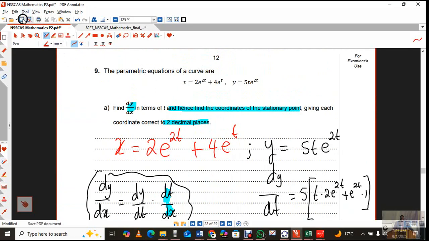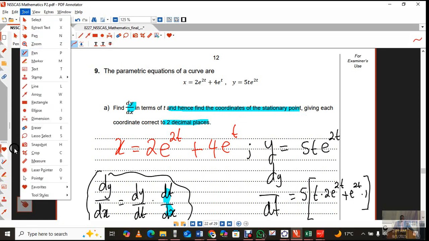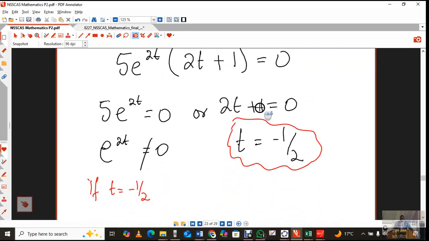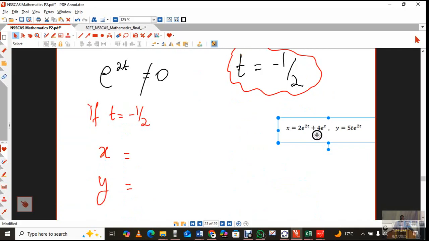Let's just go and grab them. Okay. Find t in terms of t, and hence find the coordinate stationary point. The coordinates is in terms of x and y. So if we have to take a snapshot of this, we're going to substitute our value of t into each one of them in order for us to find what is x and what is y.